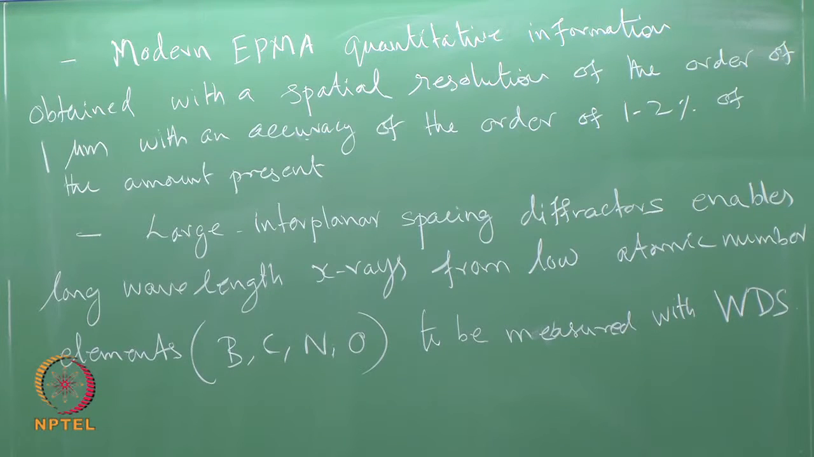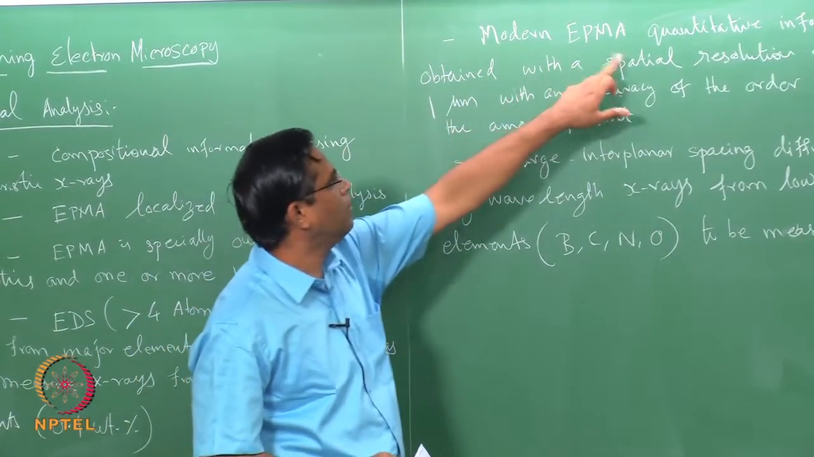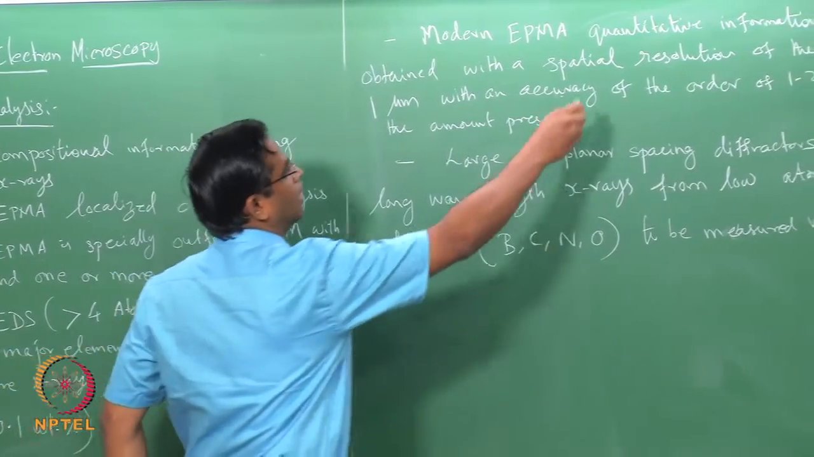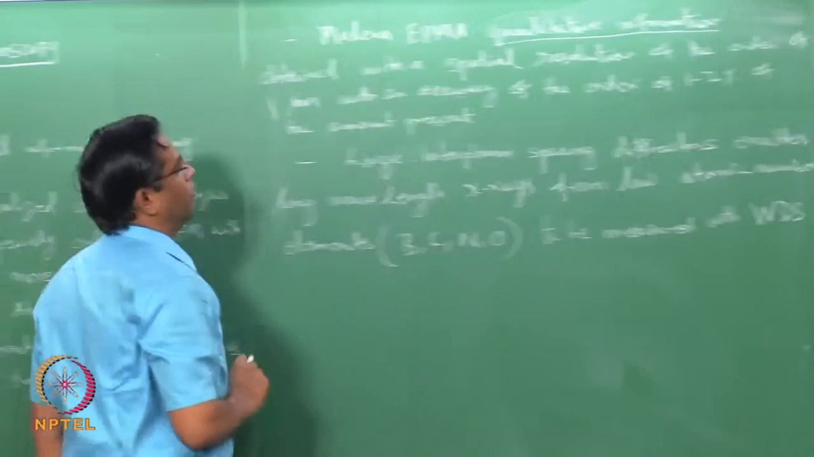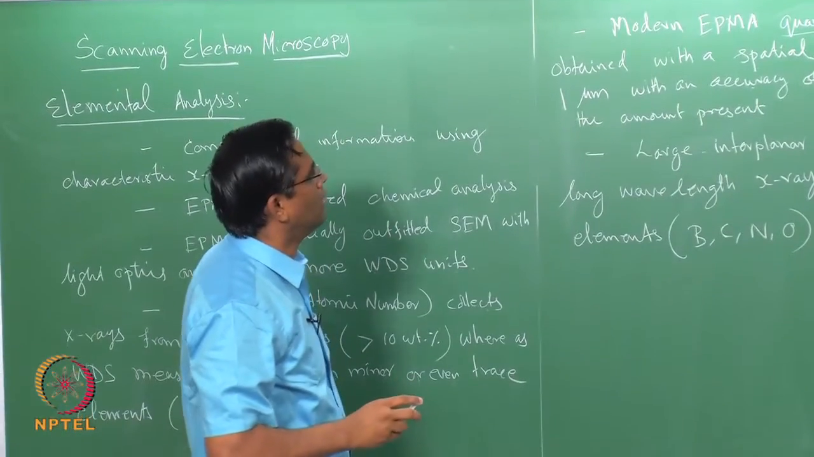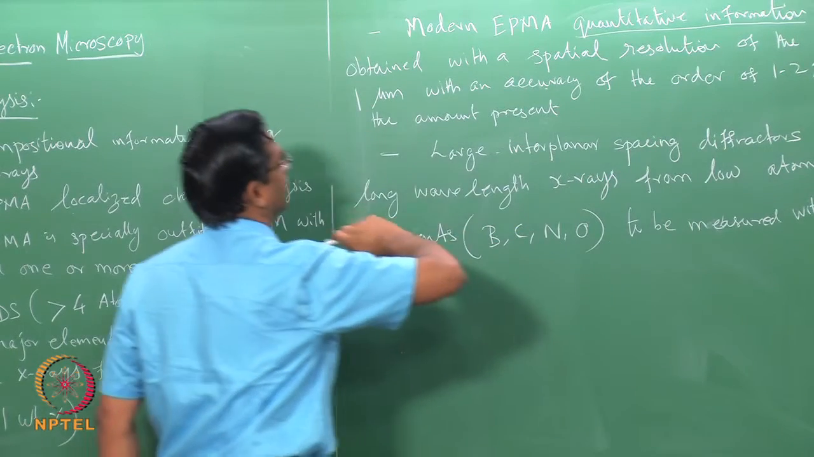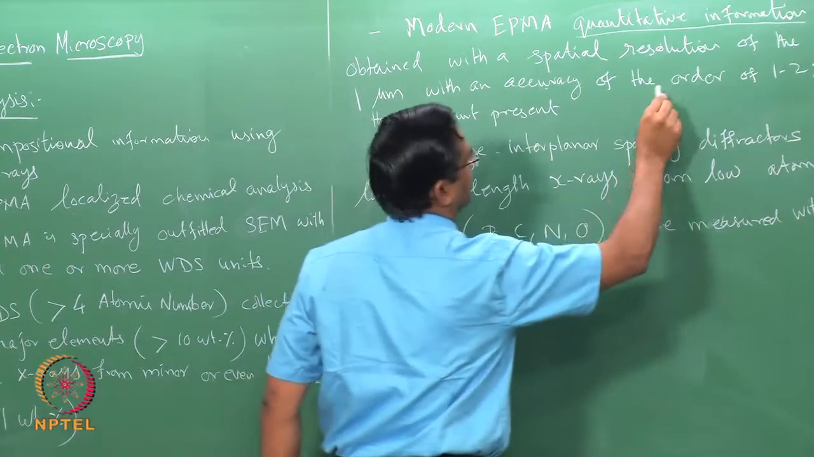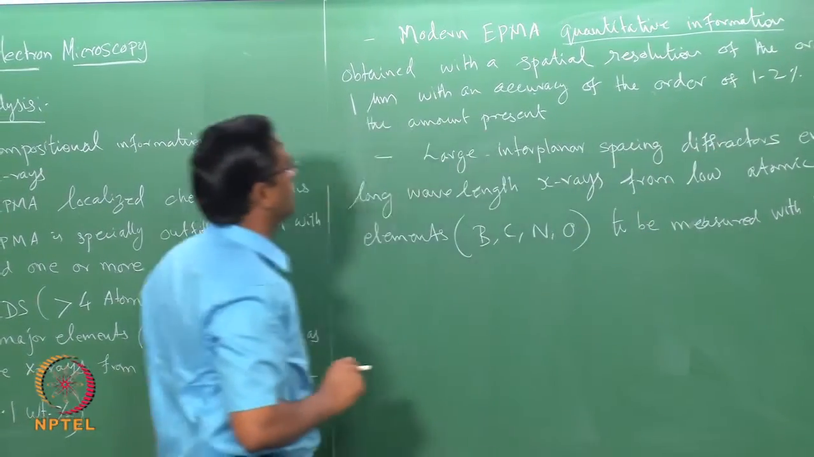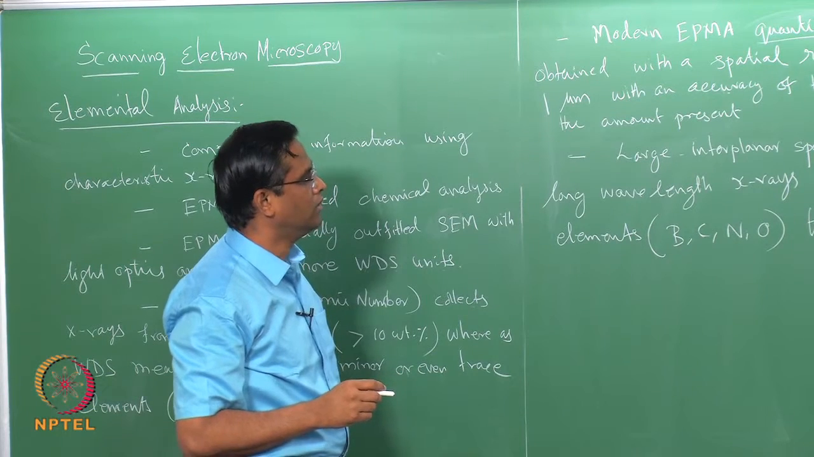So the final point on the elemental analysis with a modern EPMA is that you can get quantitative information from your specimen within a spatial resolution of the order of 1 micrometer, with an accuracy of the order of 1 to 2% of the amount present.